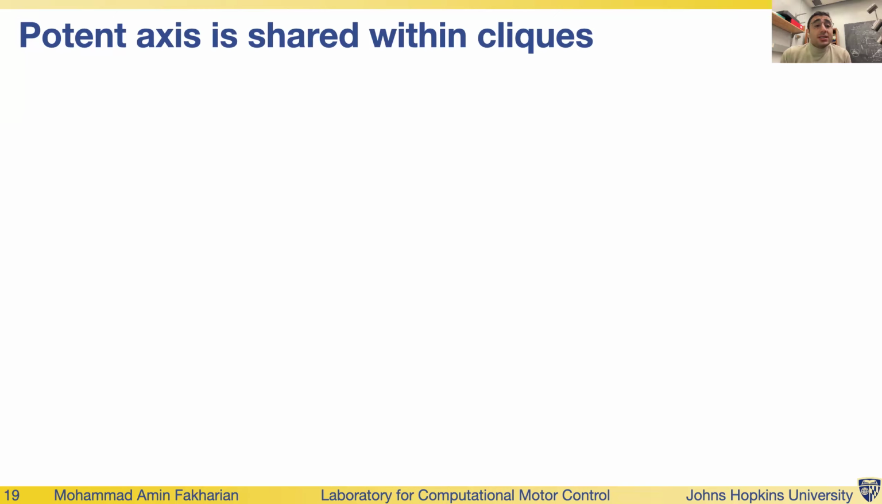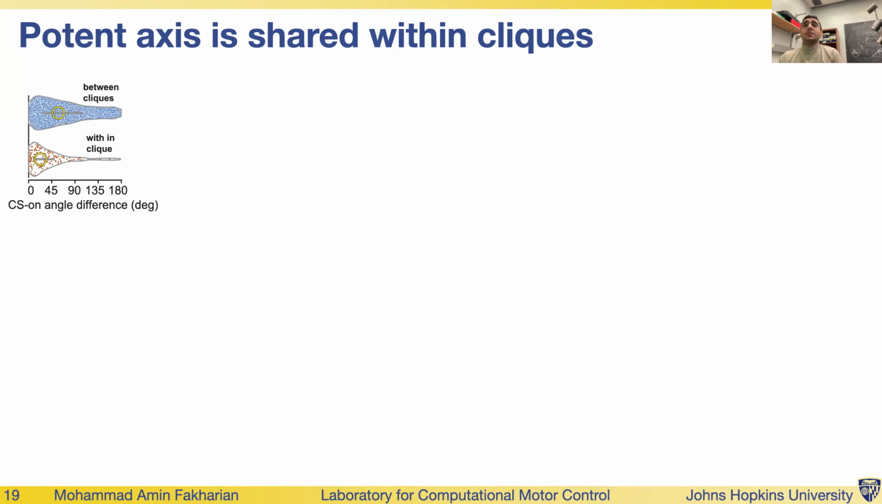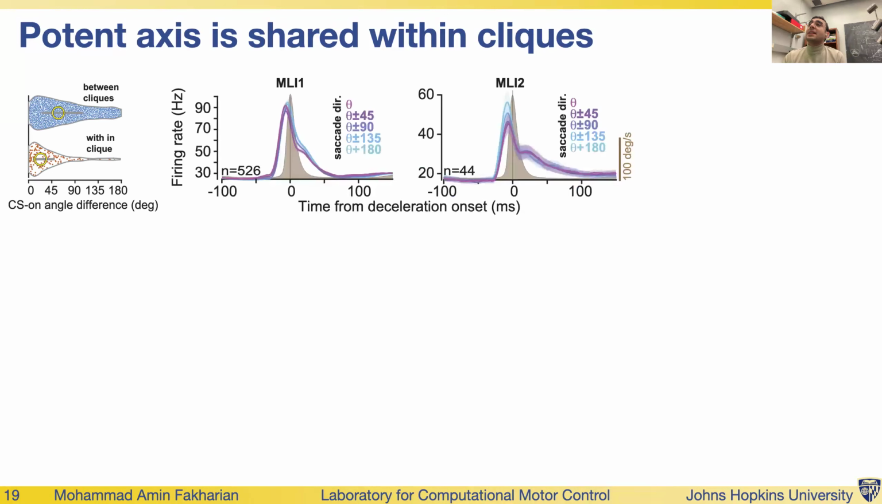So we hypothesize that the potent axis is shared within a clique. The reasoning behind that is that we look at the multiple Purkinje cells that are located within a clique, and we check the CS1 direction angle difference between them. And we observe that the CS1 angle difference is significantly less within a clique than between cliques. So within a clique, we hypothesize that MLIs and Purkinje cells share the same potent direction. And we align the MLI1s and MLI2s to that potent direction.